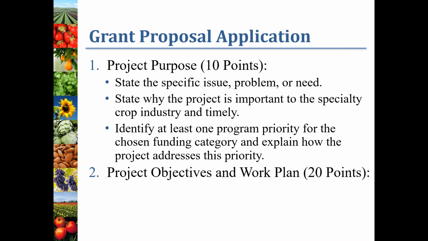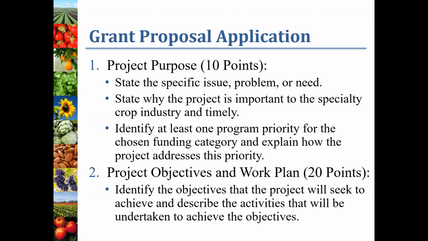Question 2 is the project objectives and work plan and is worth 20 points. The project objectives and work plan is the first grant proposal question to utilize a downloadable template. Within the template, you will enter the project start and end date, identify the objectives and activities of the project, indicate who will perform each task, and when each task will occur. We will go over this template and all of the grant proposal templates in separate presentations.